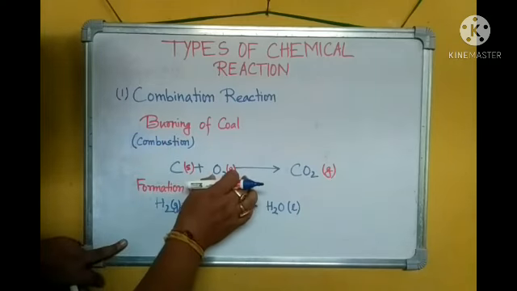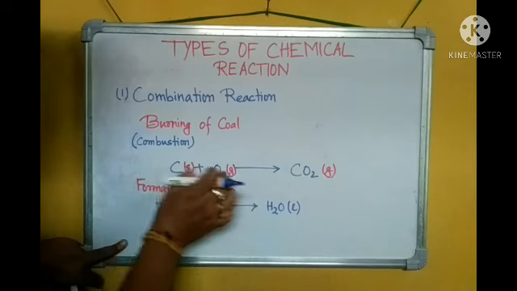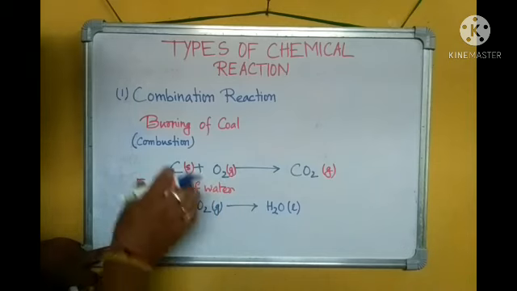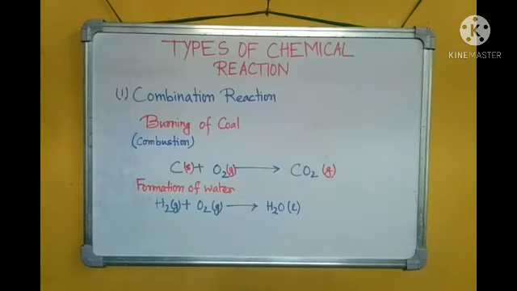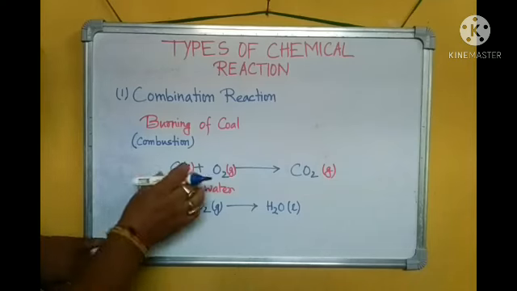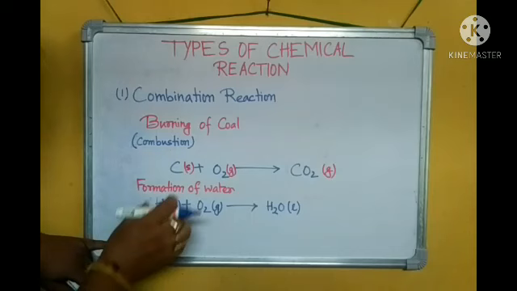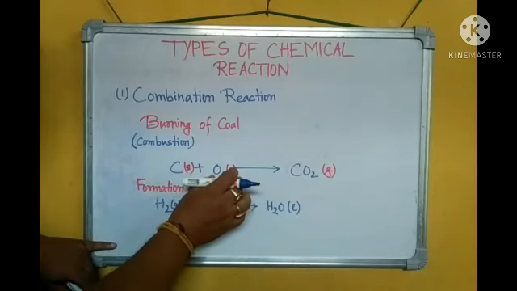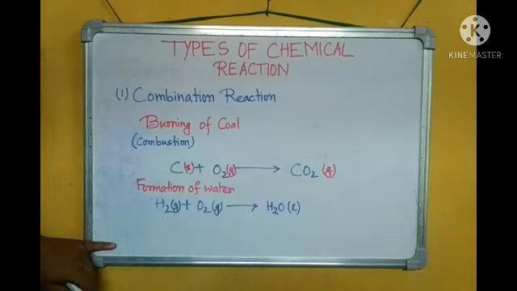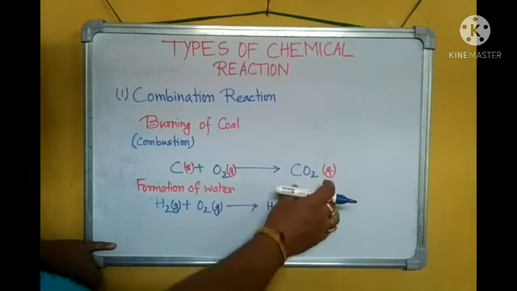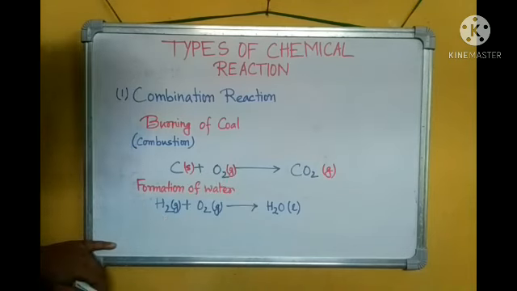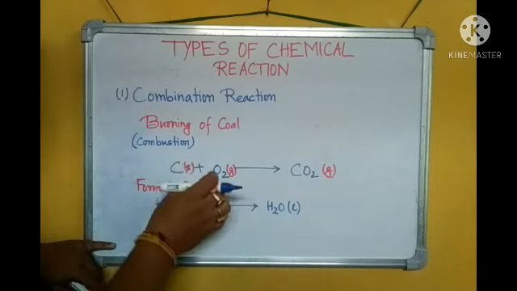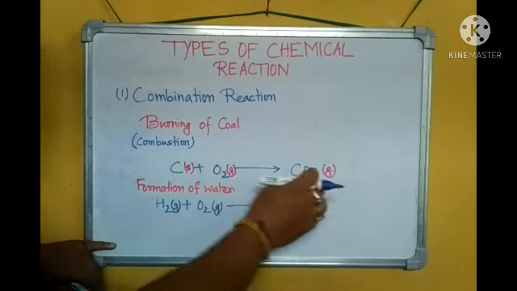We add oxygen to any other substance in presence of heat. So in burning of coal, coal consists of carbon in its solid form, and we have oxygen that is present in the atmosphere, and we heat it. So what do we get? Carbon dioxide. So carbon is burnt in presence of oxygen to give carbon dioxide.